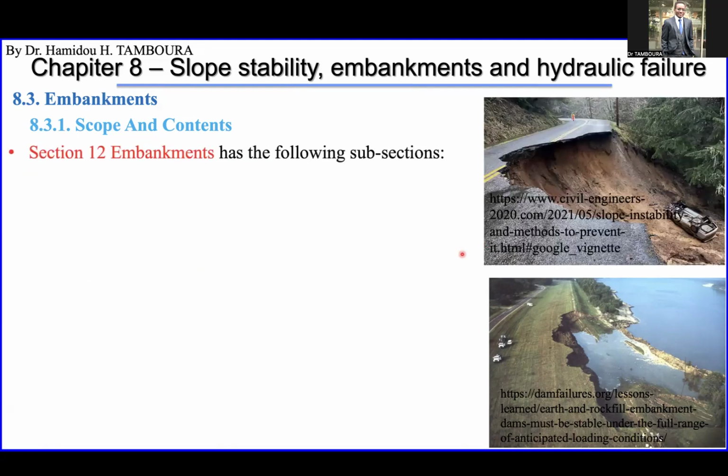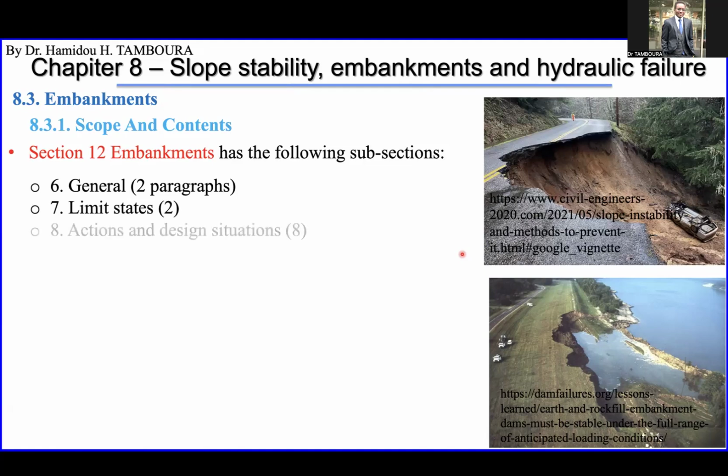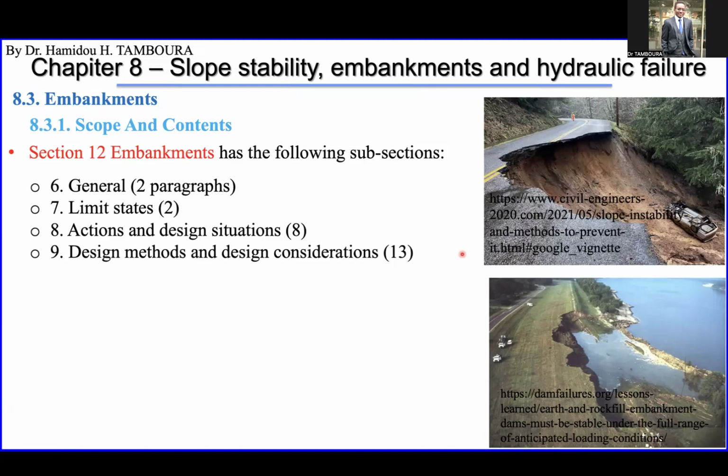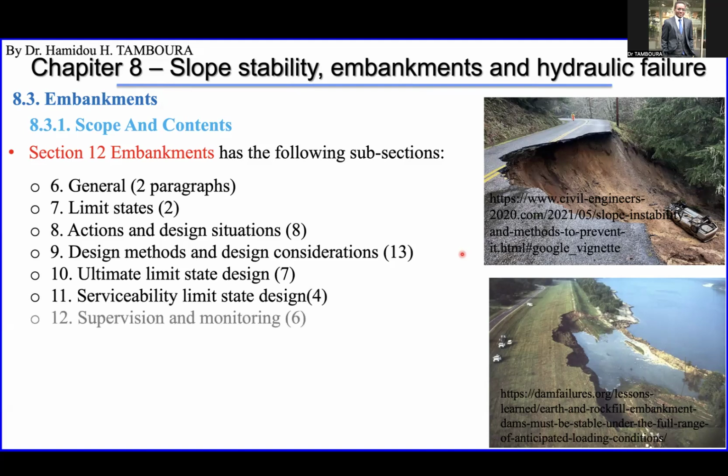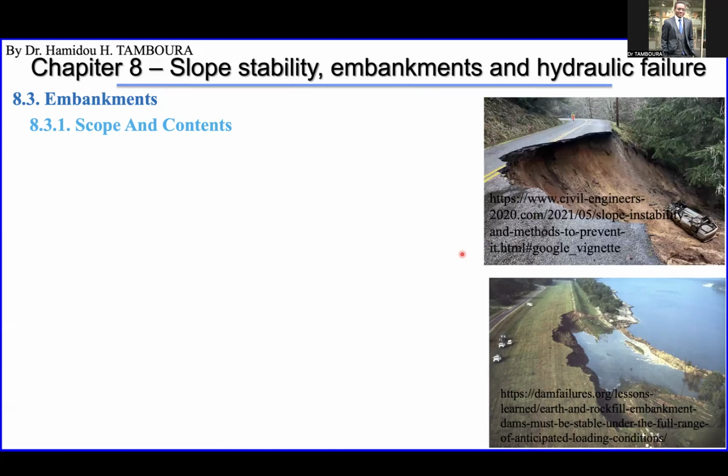Okay, so section 12 on embankments has the following subsections. Of course, general, which has 2 paragraphs; limit state, 2 paragraphs; actions and design situations, 8 paragraphs; design methods and design considerations, 13 paragraphs. This kind of thing you can just go and read, it's easy to understand. Then ultimate limit state, serviceability limit state, and design, supervision and monitoring.